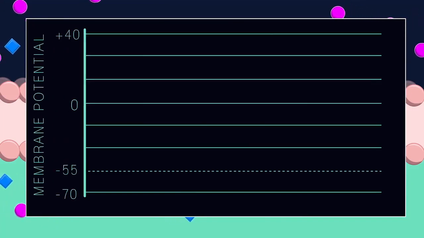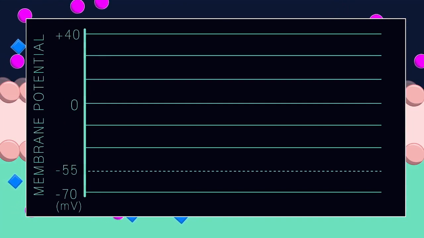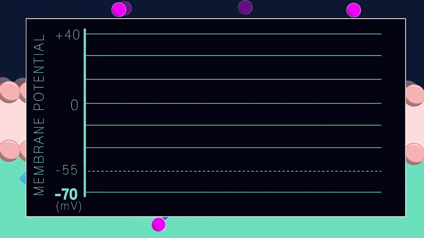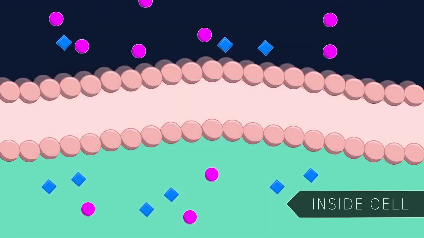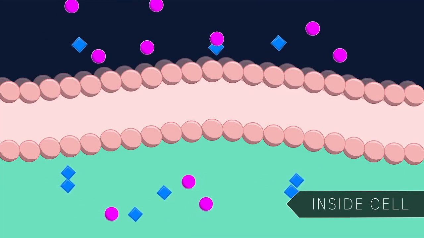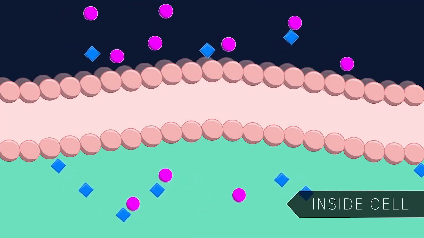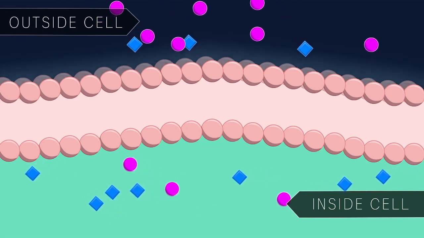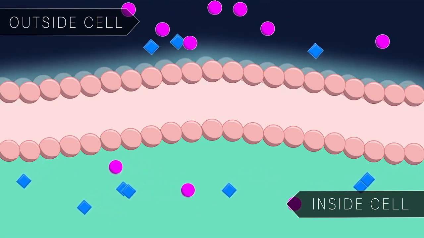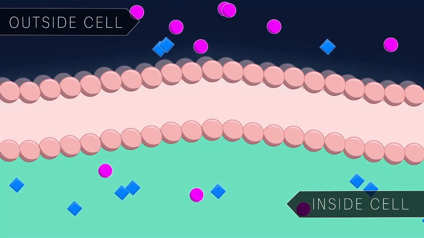At rest, when no signals are being transmitted, a neuronal membrane has a resting potential of approximately -70 millivolts. This means that the inside of the cell is approximately 70 millivolts less positive than the outside. Both the chemical and electrical gradients we just discussed contribute to establishing this potential.